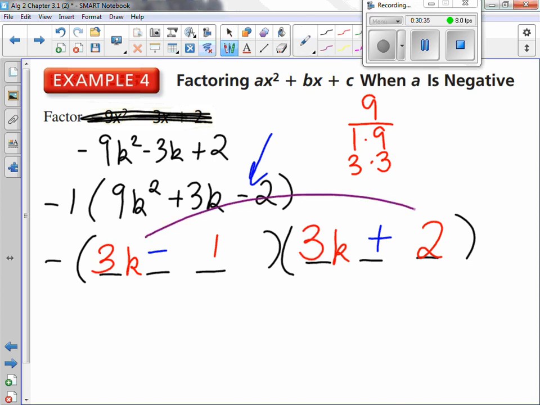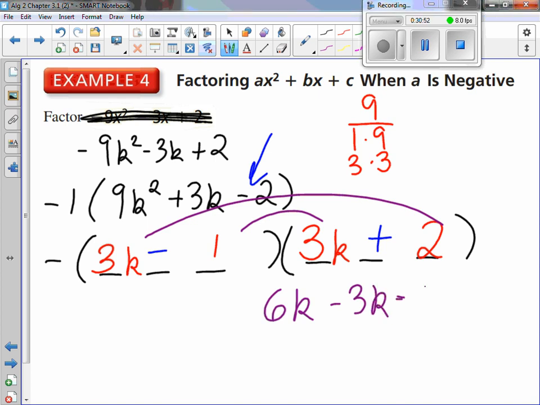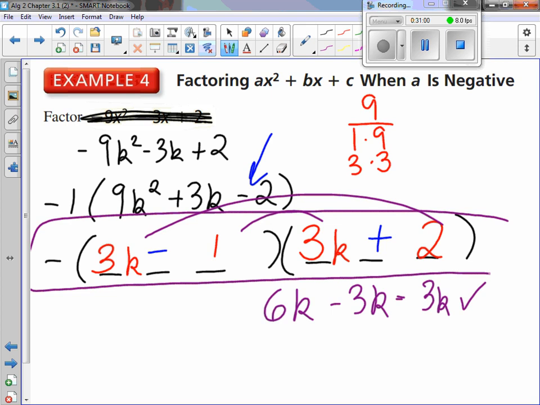Last but not least, we check. 3k times 2 is 6k. Negative 1 times 3k is negative 3k. 6 minus 3 is 3, and we have k. Is that what we want, Ian? So that there is the correct answer.